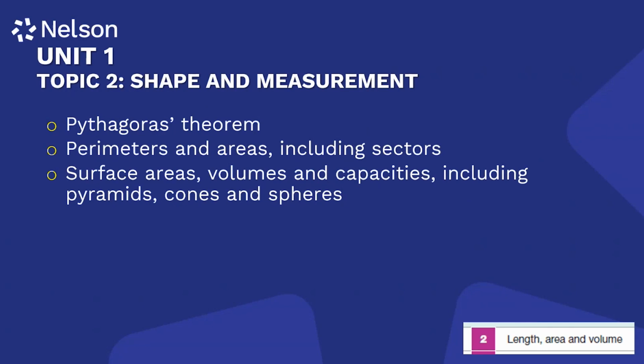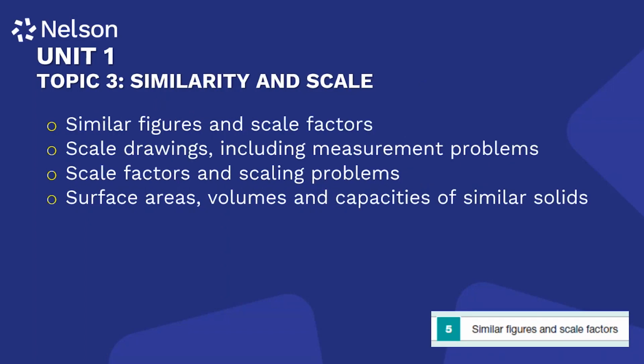Okay, topic 2 is shape and measurement. Nothing has changed. It doesn't look like much there, 3 dot points, but it does go through Pythagoras' theorem, perimeter, area, surface area, volumes, and capacities of all the different solid shapes, and that's covered in chapter 2, length, area, and volume.